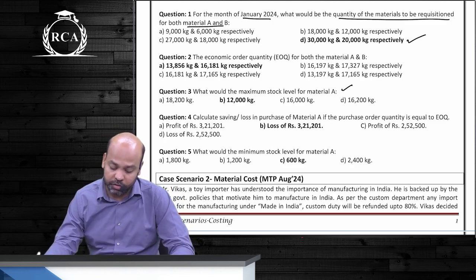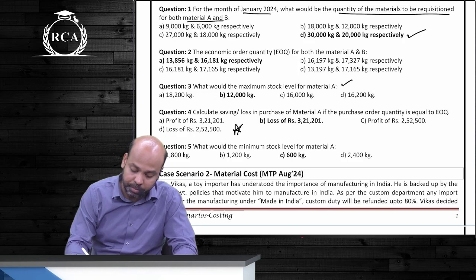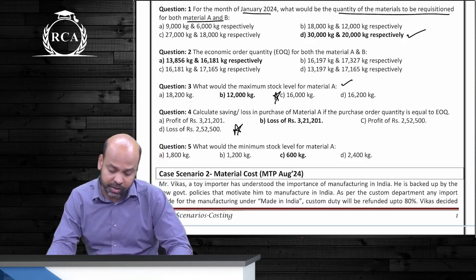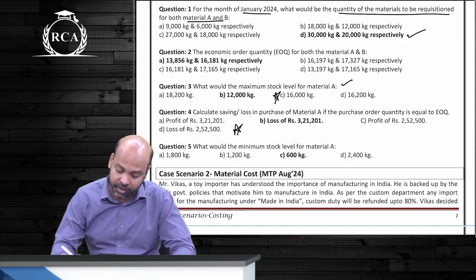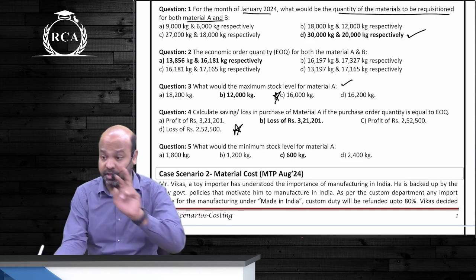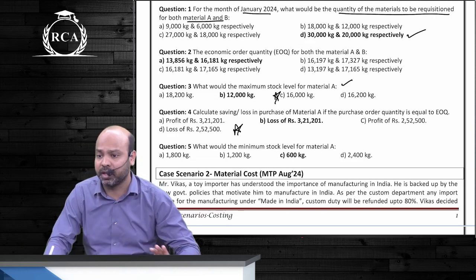Calculate saving or loss in purchase of material A, guys. These two bits are important: maximum stock level and question 4. Question number 1, question number 2 are pretty simple, guys. Question 5 is also very simple. The only 2 important bits are question 3 and question 4, both of which are because of that perishable nature of raw material A.